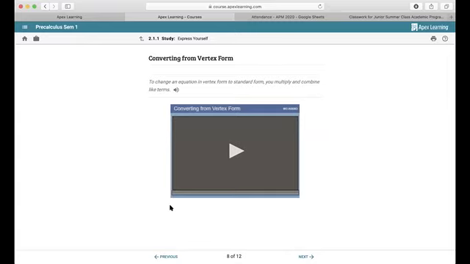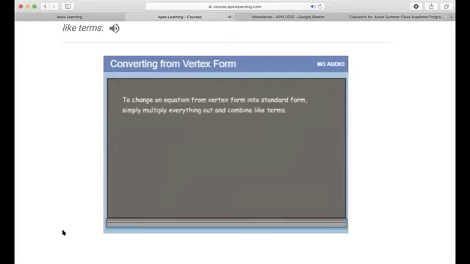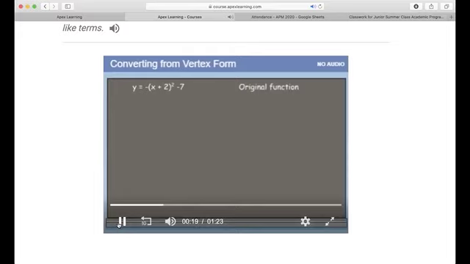All right. Now, this is actually a really, really good video, so we're just going to watch it together, and I'll talk you through it. This is talking about converting from vertex form to different forms, okay? To change an equation from vertex form into standard form, you simply multiply everything out and combine like terms, all right? So for example, let's convert the following function to standard form: y equals negative (x plus 2) squared minus 7. All right, so we're going to multiply this out.